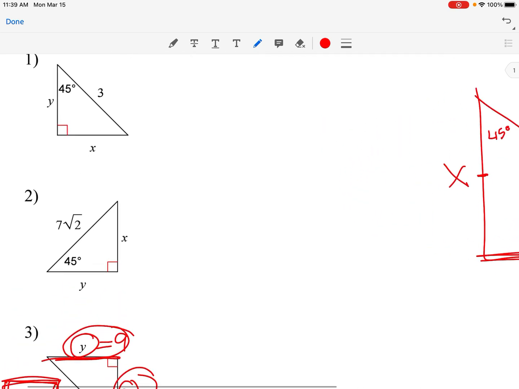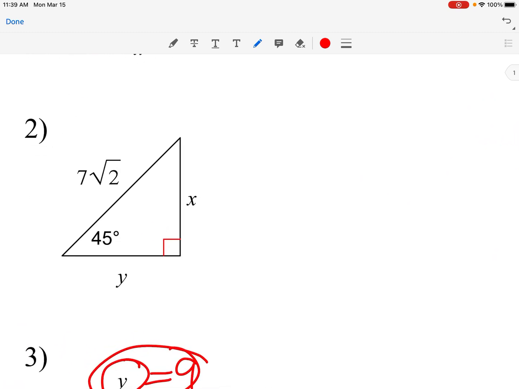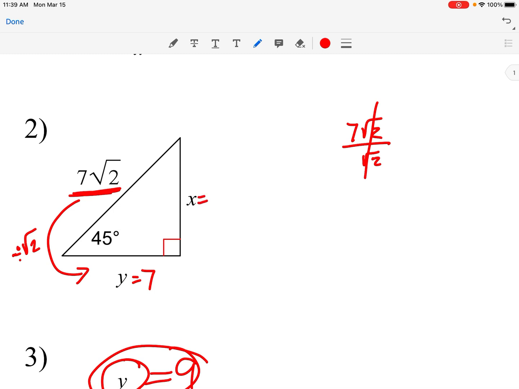If we're going backwards, like on number 2, I have the hypotenuse this time. So instead of timesing by the square root of 2 to get the hypotenuse, I have to go backwards, which would be dividing by the square root of 2. If you want to do that over on the side, take that divided by the square root of 2. So that will actually cancel out. So y equals 7. And on a 45, 45, both of the legs are exactly the same, so you can just fill that same thing in to the other one.